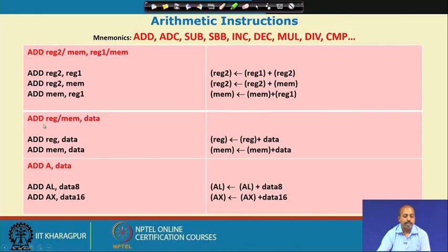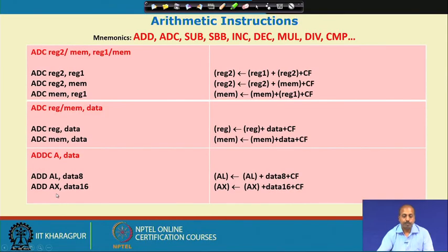Then add register or memory comma data. This is the immediate addition, like ADI, a type of instruction that we had in 8085. This data value will be added to the register, or to the memory location. Then add A comma data. This is again the 8-bit addition: this 8-bit data can be added to AL, or 16-bit data can be added to AX.